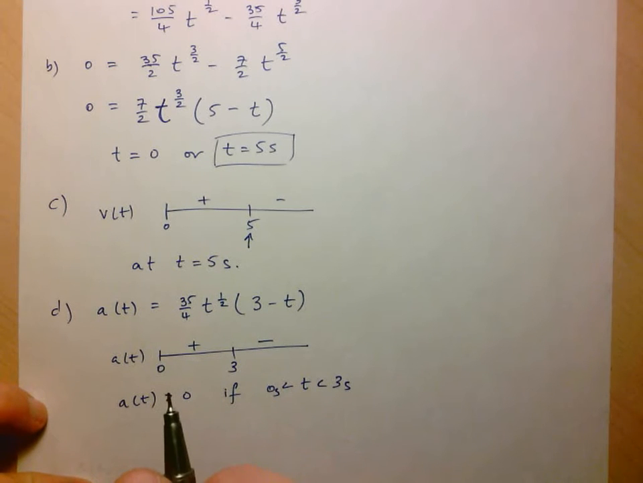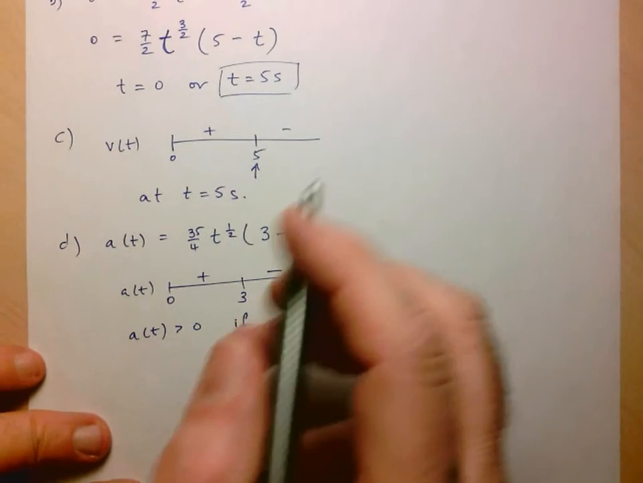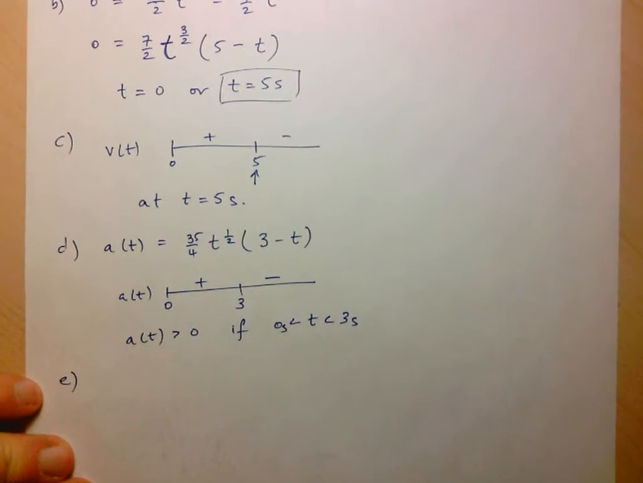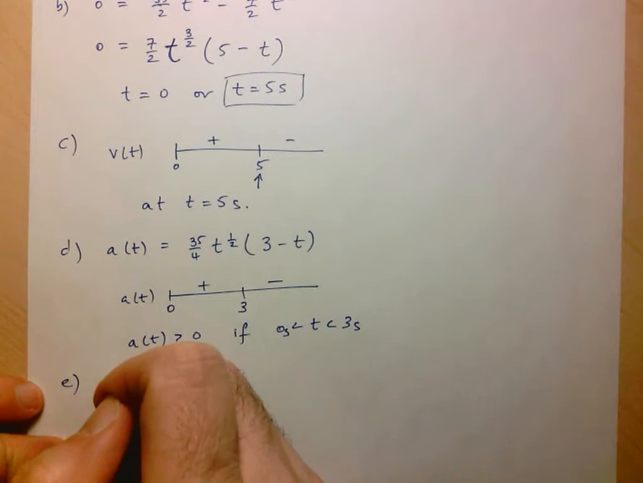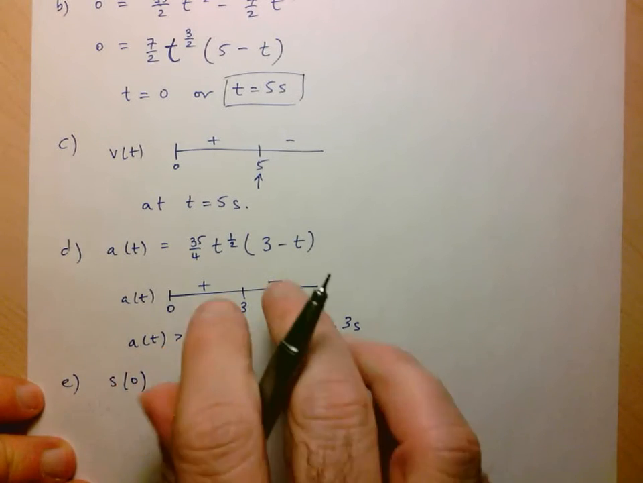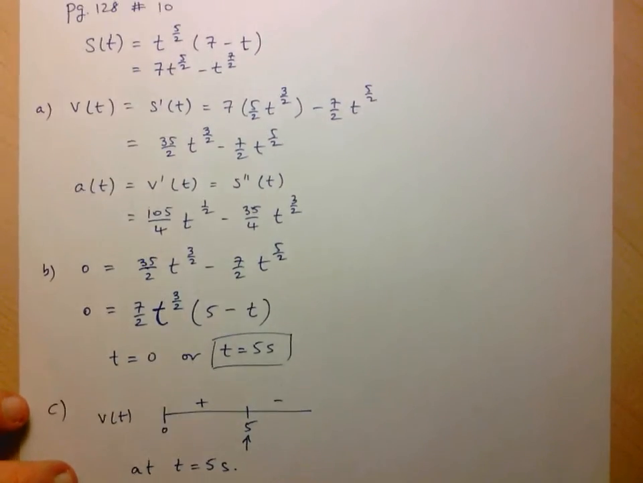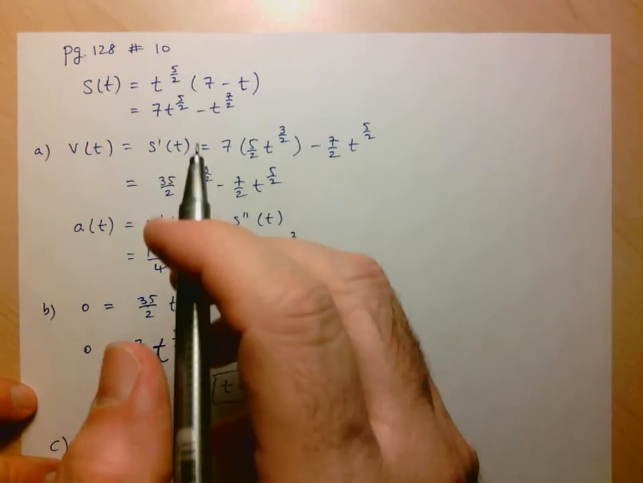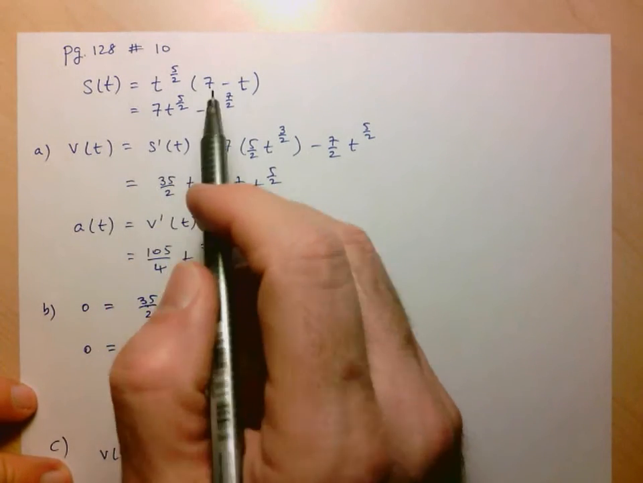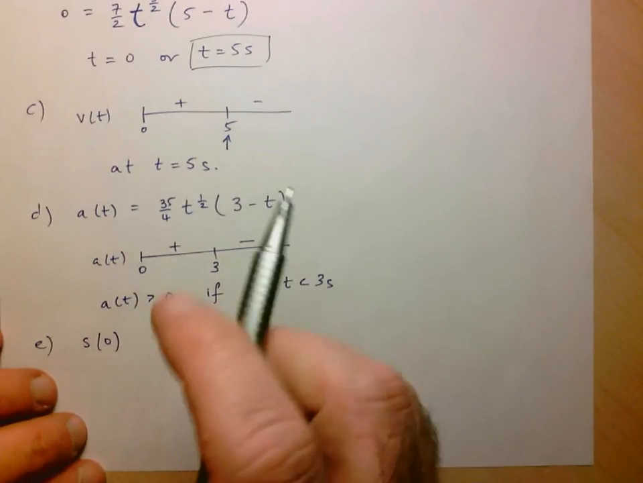Let's see what the last question is. When does the object return to its original position? Well, I guess the first thing we have to do is determine the original position. So the original position would occur when t is equal to 0. So let's go all the way back up here. And if we stick in t equals 0, we see that the original position was at 0.